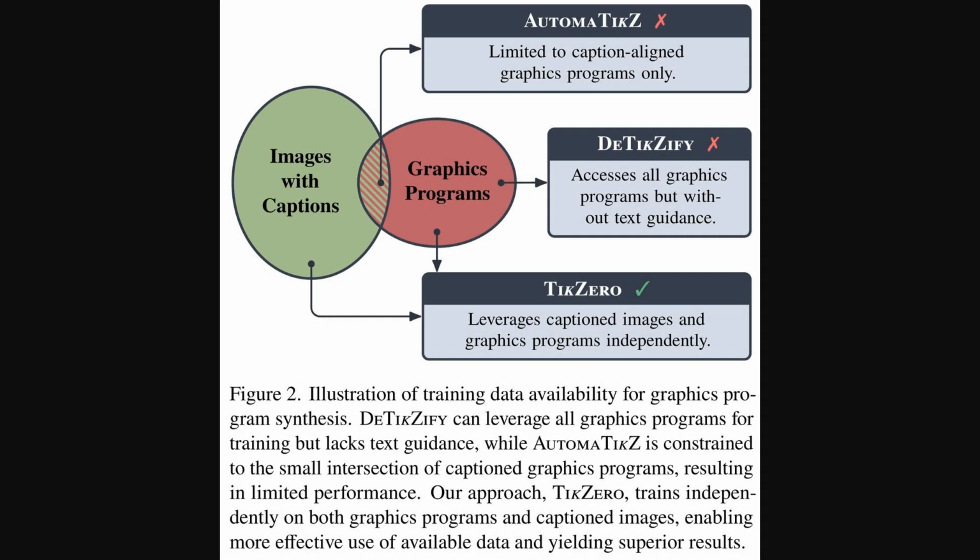Okay, so Figure 2 really helps visualize the data challenge I mentioned earlier. See, you have lots of images with captions over here, and lots of graphics programs over there. But the overlap, the graphics programs with captions, that's pretty small. Models like TikZ are stuck using only that small intersection. And others like TikZify can use the programs, but without text guidance. TikZero is different. It cleverly uses both the big pools of data independently, the captioned images and the graphics programs, which is key to how it works without needing those direct text-to-code pairs for training.